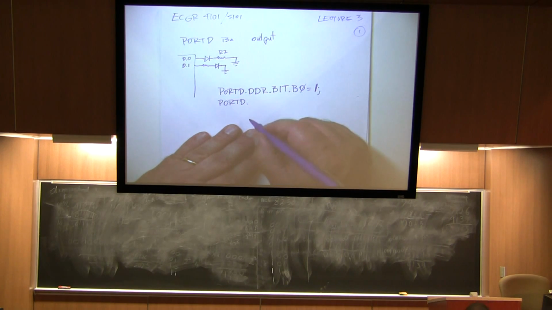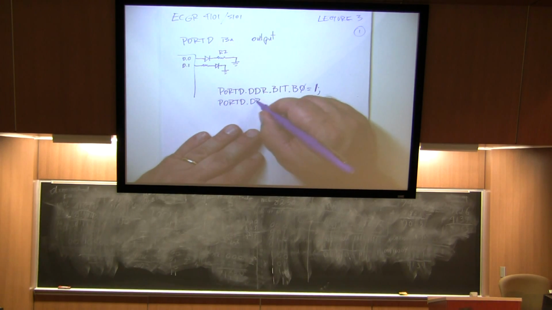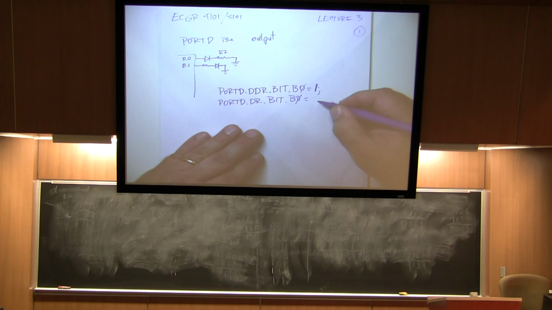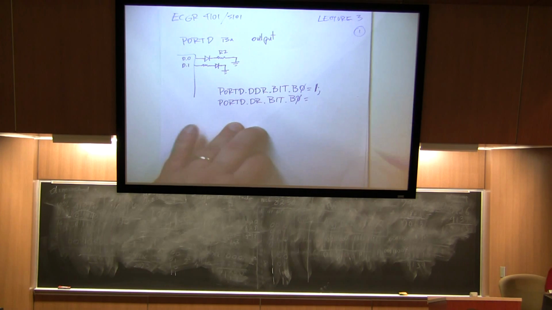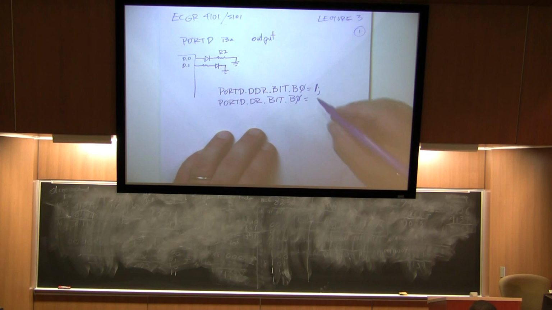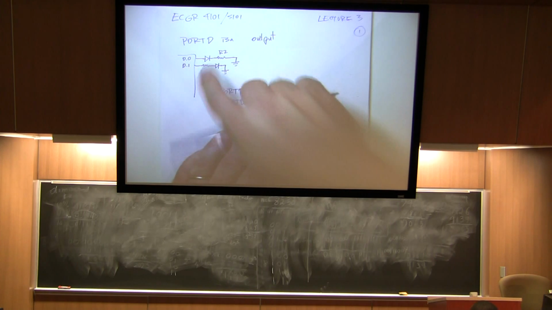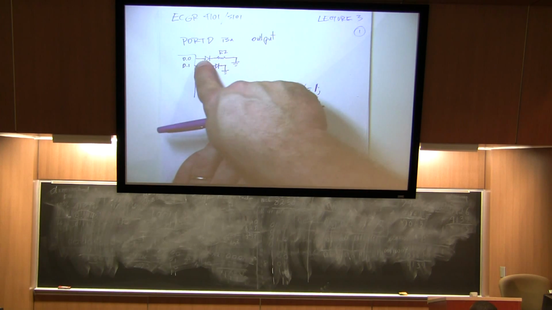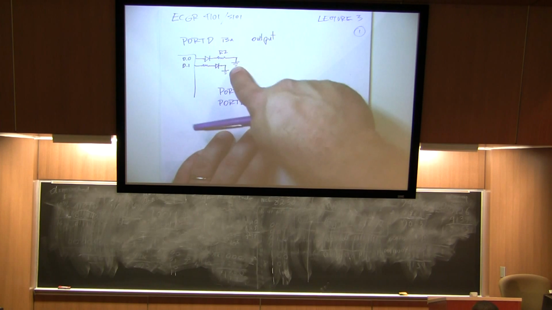port D dot data register dot, we're doing a single bit, dot B0, and that's going to be equal to, if I want to turn it on, 1, 0, which is it? 1. All right. That's because if I want to give it VCC, then I'll have a higher voltage going down to ground, right?